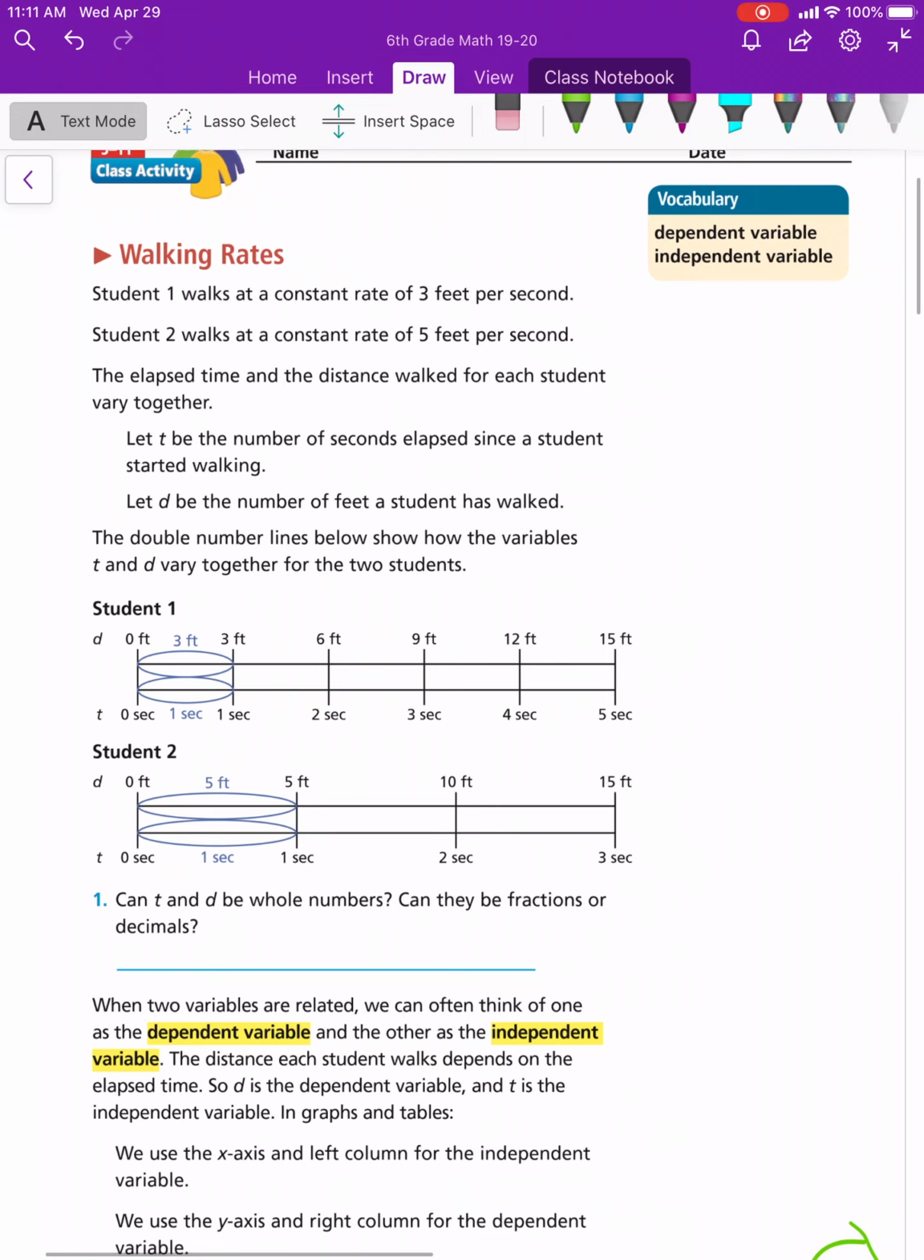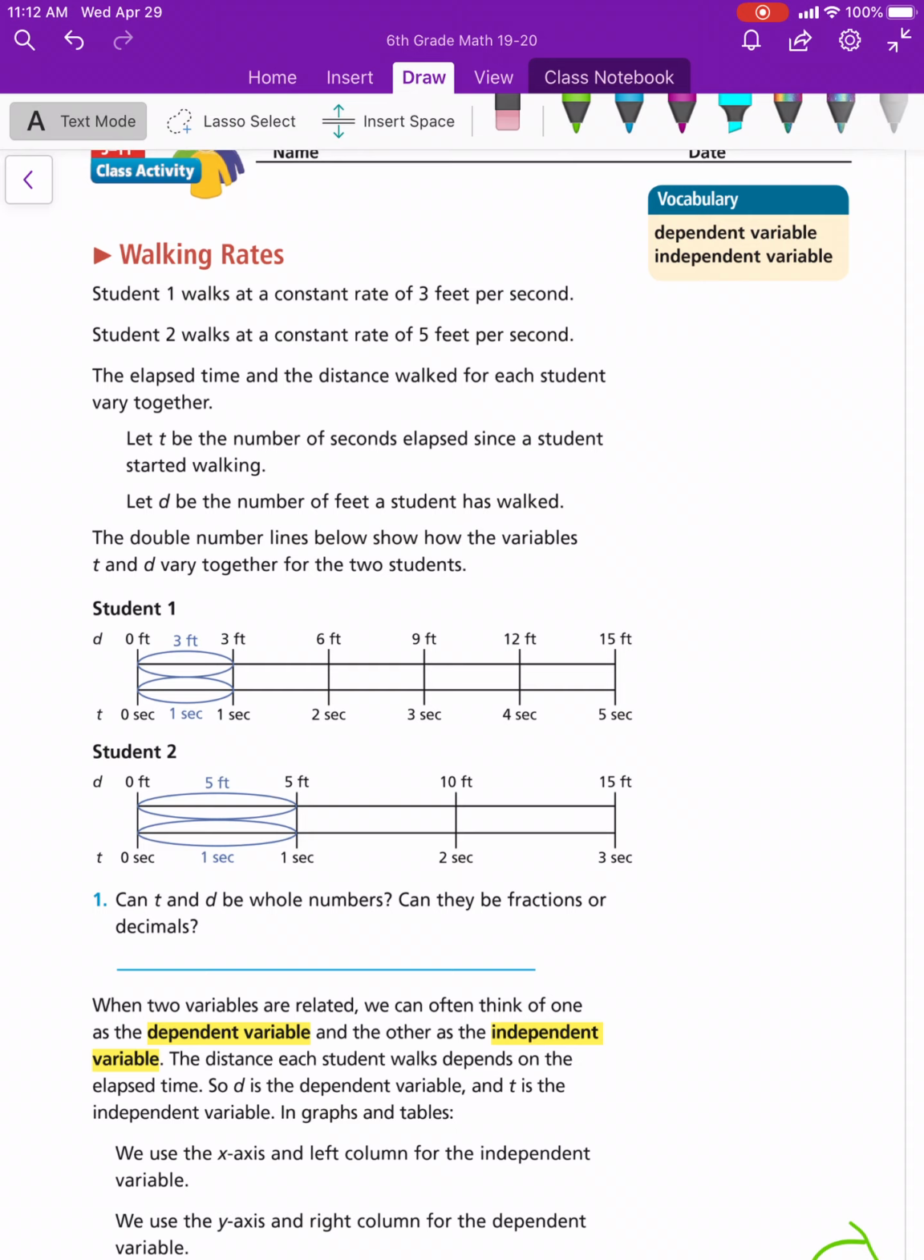Okay, so walking rates. Student 1 walks at a constant rate of 3 feet per second. So for every 3 feet, 1 second has passed, or for every 1 second, they have walked 3 feet. Whereas student 2, maybe this student is a little taller, walks at a constant rate of 5 feet per second. Okay, so the elapsed time and the distance walked for each student vary together. We talked about this in the last lesson, varying together.